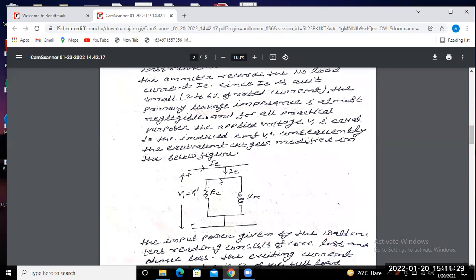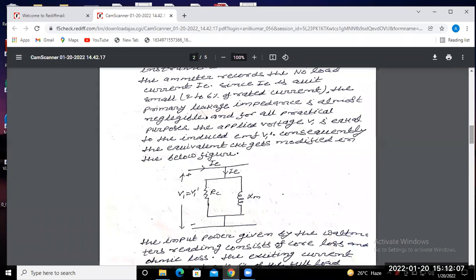If we consider the primary leakage impedance drop, that means R1 X1, here we showed R1 X1, parallel to that RC and XM. RC is your core loss resistance and XM is your magnetizing reactance. Okay, so the primary leakage impedance drop is almost negligible, since the no load current is very small compared to the full load current. Okay, so the simplified diagram may be represented like this one.